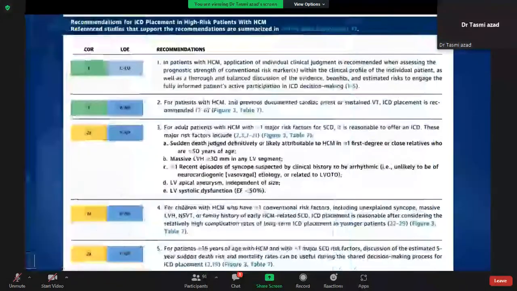And also they give a class 1 indication for those with documented cardiac arrest or sustained VT: ICD implant is recommended.